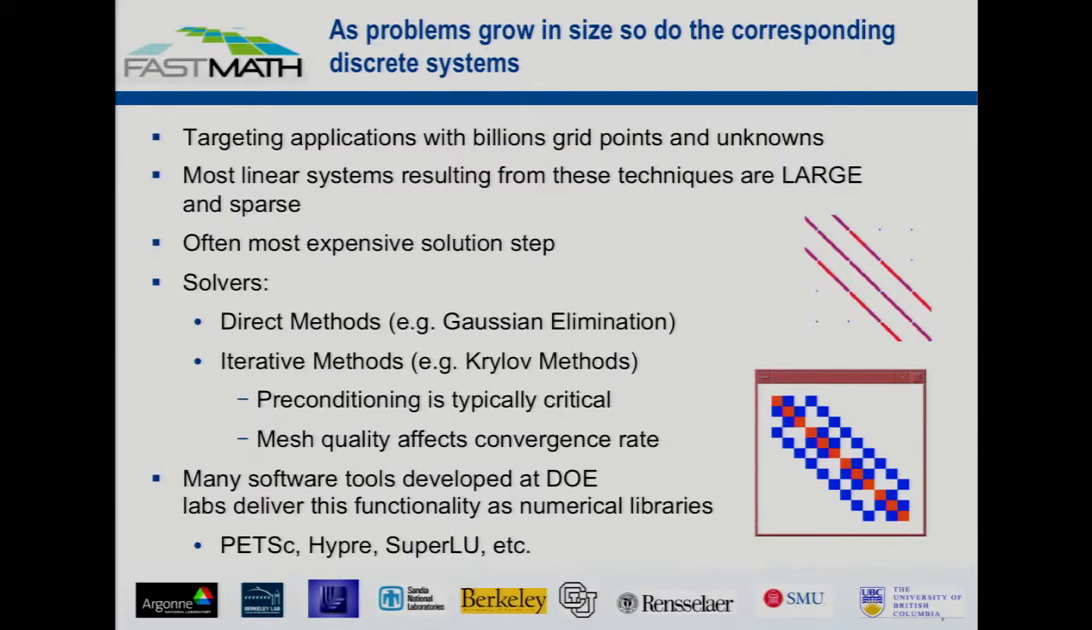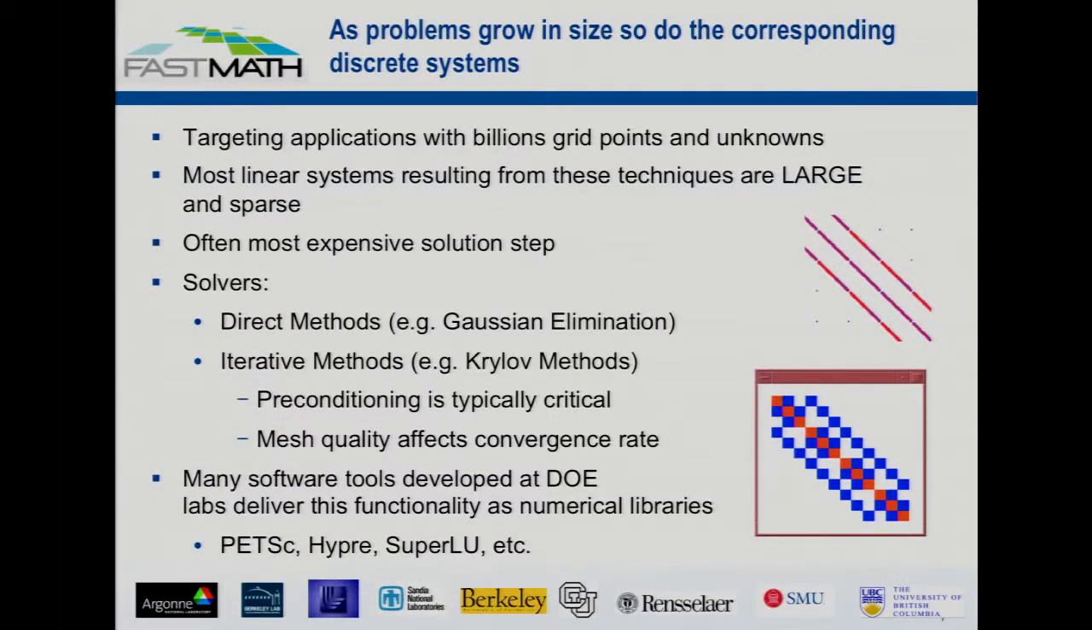So as the problem sizes grow, the linear systems that I showed, nonlinear systems, also grow. So we are now at the point where we are targeting linear systems with billions of unknowns. The systems are extremely large, and having the software to solve those systems is increasingly complex. So there's lots of different solver methods, like direct methods, iterative techniques. Simple examples are Gaussian elimination and Krylov type methods. Typically, preconditioning is going to be absolutely critical. In the case of iterative techniques, a lot of people are looking at physics-based preconditioning.